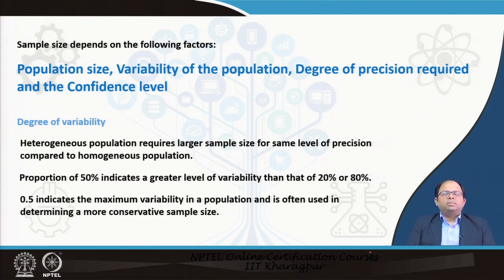So sample size depends primarily on 4 factors. One is population size, then the variability of the population, then degree of precision required, and the confidence level. I will explain each of these factors one by one.